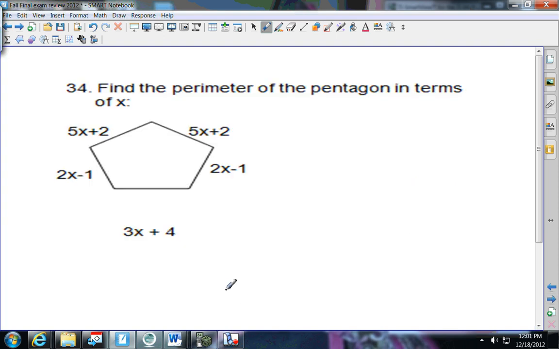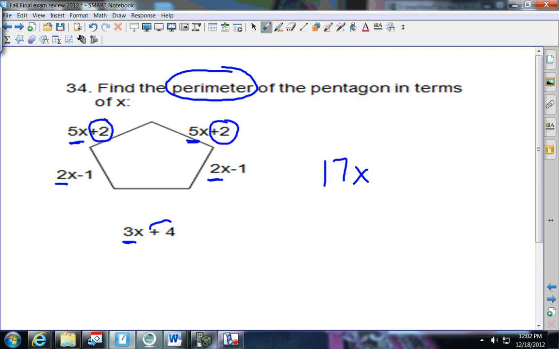34, again, it asks you to find the perimeter. So you need to add up all the sides. Add up all the x's. 3, 4, 5. Let's see, that's 5x, 10x, 15x, 17x. Add up your regular numbers. 2, and that's 4, 8, minus 1 is 7, minus 1 is 6. So it's 17x plus 6 equals the perimeter.